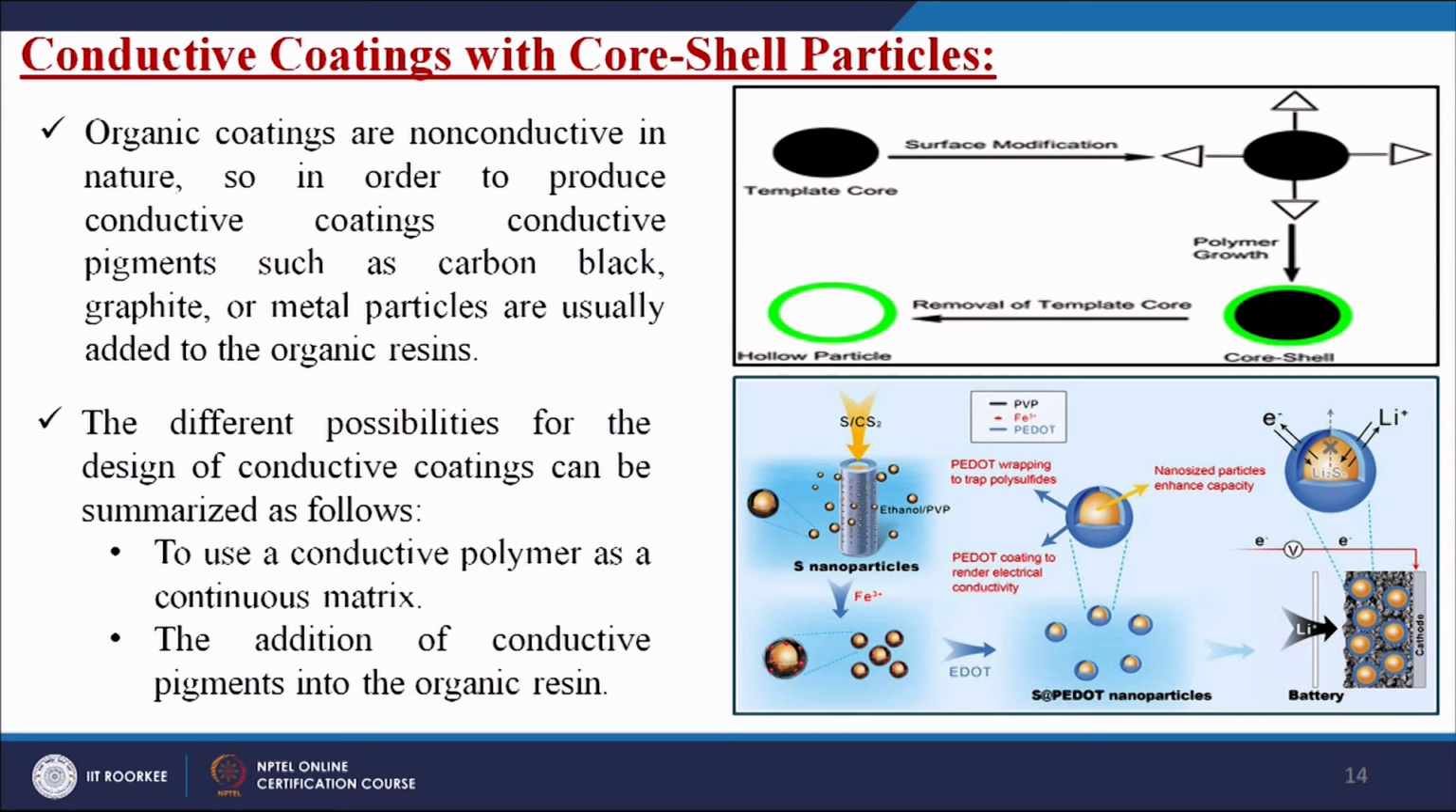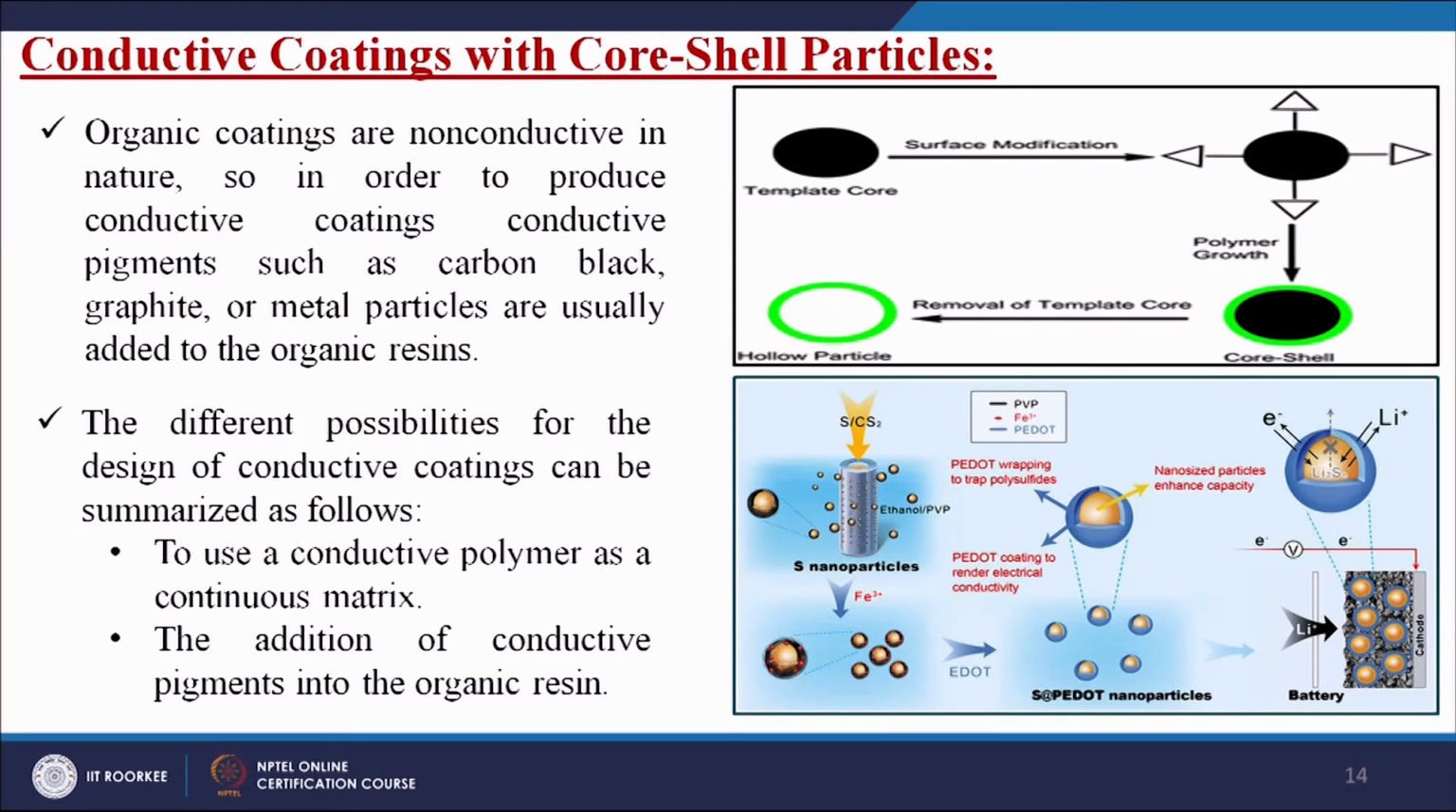The different possibilities for the design of conducting coatings can be summarized as follows: to use a conductive polymer as a continuous matrix, or to add conducting pigments into the organic resins. So, from this particular figure you can understand that we have some core, we do some kind of surface modification, then some kind of polymer growth, making it a core-shell, and then from the inside we remove the core material. So, the hollow particle acts as a conducting material.